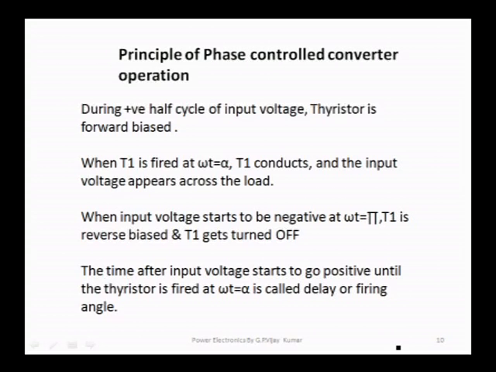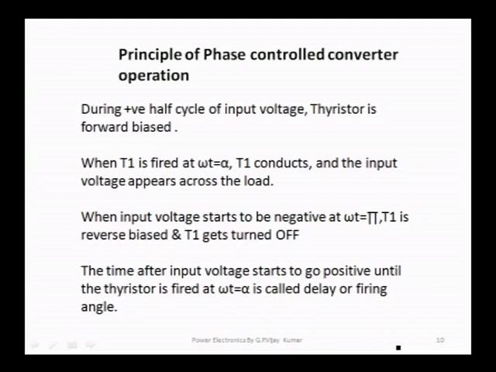The time after the input voltage starts to go positive until the thyristor is fired is called the delay firing angle. This is a very important definition. How to define a firing angle? The firing angle is defined as the time after the input voltage starts to go positive, or the instant at which it gives a maximum positive voltage. That also you can define. The voltage starts to go positive until the thyristor is fired. That duration, that time, that angle is called the delay firing angle.